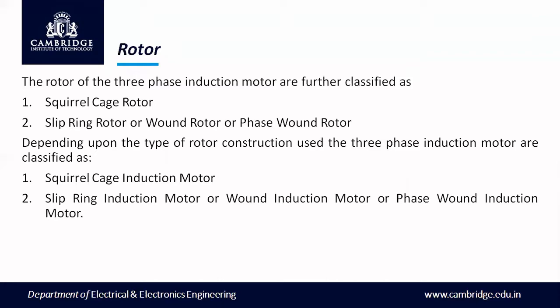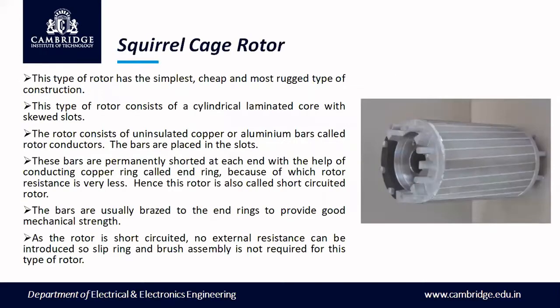The first one is squirrel cage rotor, and the second one is slip ring rotor or wound rotor or phase wound rotor. So depending upon the type of rotor construction, the three-phase induction motors are further classified as squirrel cage induction motor, and slip ring induction motor or wound induction motor or phase wound induction motor. So this rotor is further divided into two types, as we said, squirrel cage and the slip ring type.